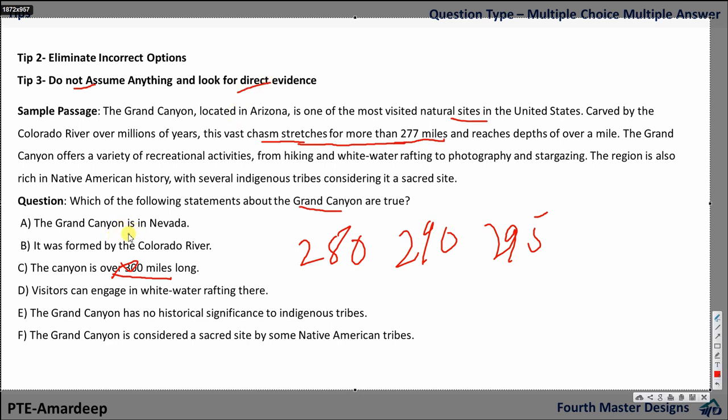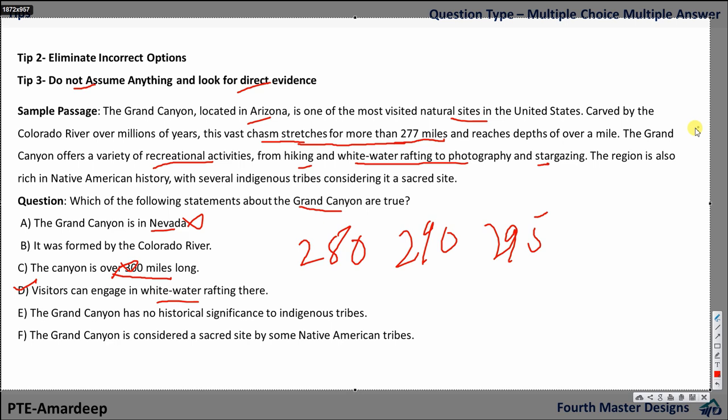Then it is in Nevada. No, it's in Arizona. Eliminate it. The Grand Canyon offers a variety of recreational activities. Fine. From hiking, white water rafting to photography and stargazing. Okay. Visitors can engage in white water rafting there. Yes. It was found by Colorado River.